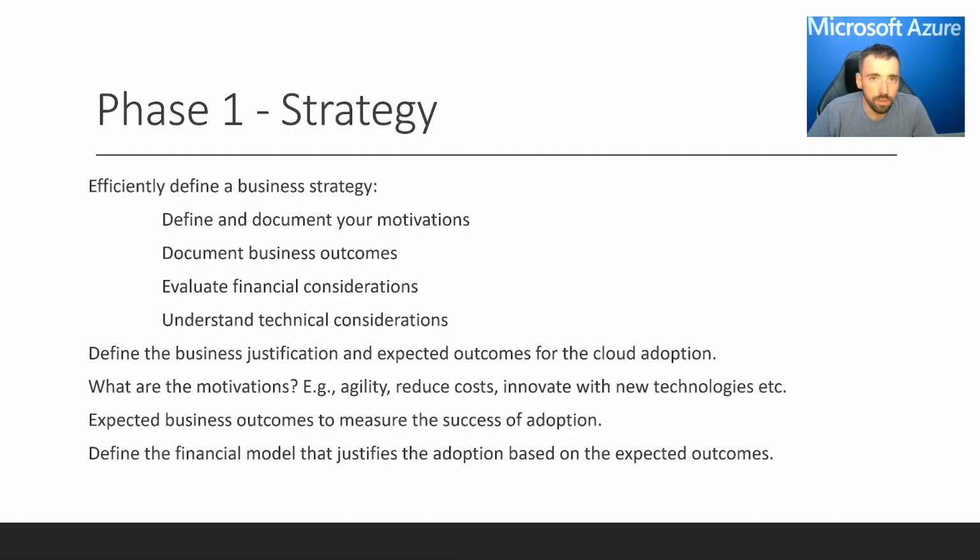So let's step into the first phase, which is strategy. And strategy is very business focused. This is all around why are we adopting the cloud. So we need to define and document the motivations. Why are we going to the cloud? How has this thought come about? What are the business outcomes that we're expecting from cloud adoption?